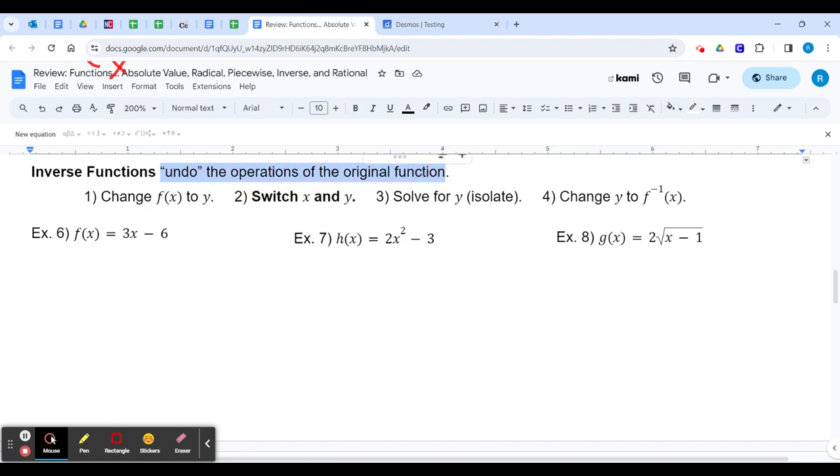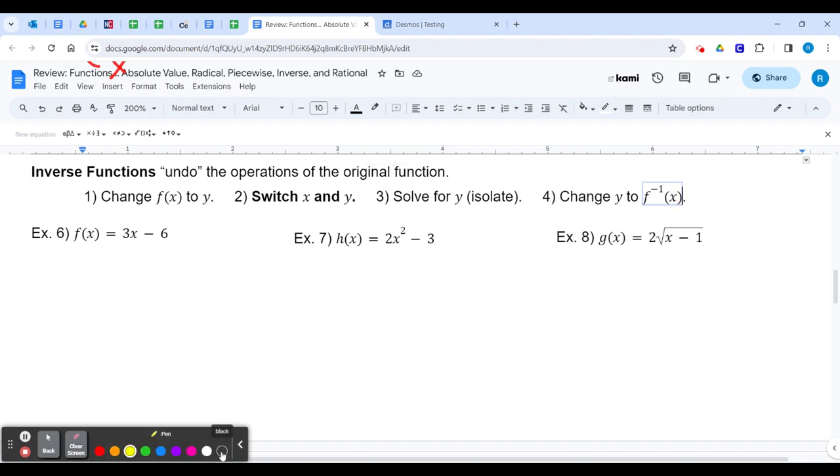Here are the steps we went through to do that. The first thing we did was get rid of our notation. We just changed f of x to y. Then we swapped x and y. There's a reason I have these bolded. It's the most important step. It's the crucial understanding of what an inverse function is. It switches around our inputs and our outputs. Then we solve for y.